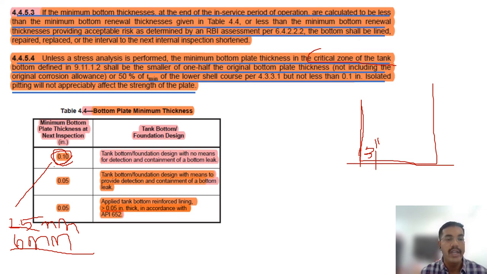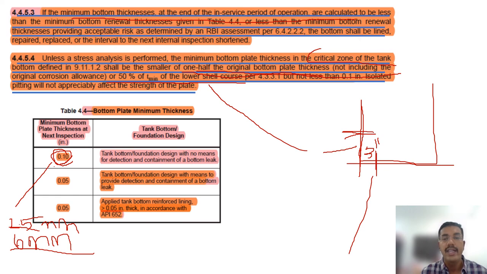So the critical zone of the tank bottom defined in 9.11.1.2 shall be the smaller of 1/2 of the original bottom plate thickness, not including the original corrosion allowance, or 50% of the t minimum of the lower shell course. The lower shell course t minimum, how much? It's 50%, okay, or 1/2 of the original bottom plate thickness it should reach for the critical zone, only for the critical zone. And for the minimum bottom plate thickness at the end of service period calculated to be less than the minimum bottom renewal thickness given in Table 4.4. This is the minimum. How much is it telling?